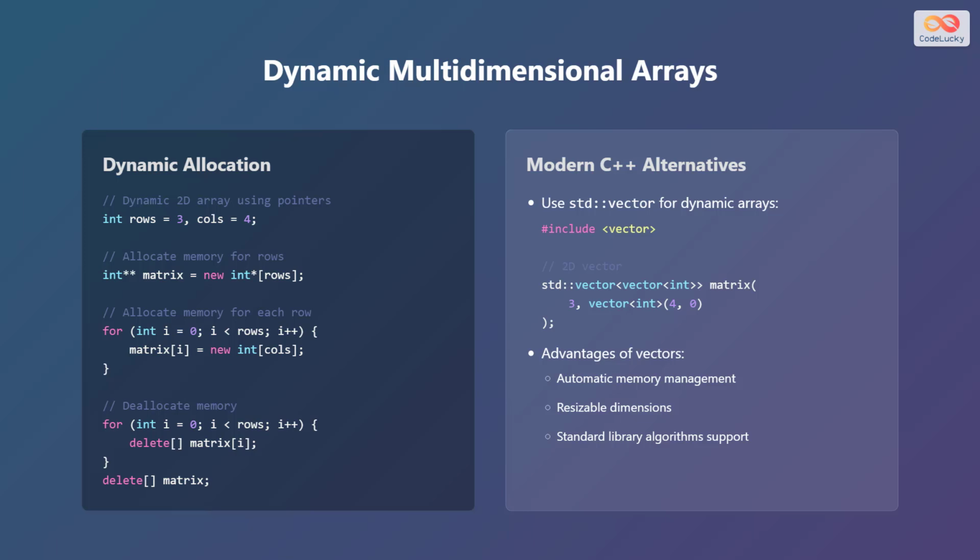In modern C++, it's recommended to use std::vector for dynamic arrays, as it provides automatic memory management and resizable dimensions. Here's an example. #include <vector> std::vector<std::vector<int>> matrix(3, std::vector<int>(4, 0)); Advantages of vectors include automatic memory management, resizable dimensions, and support for standard library algorithms.